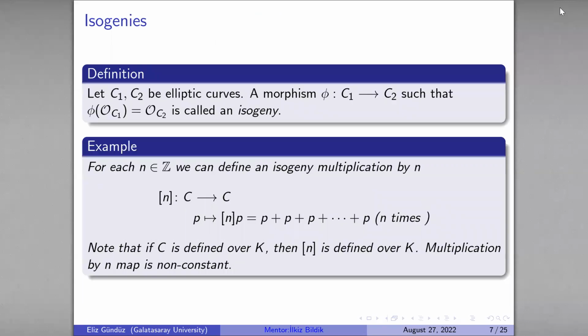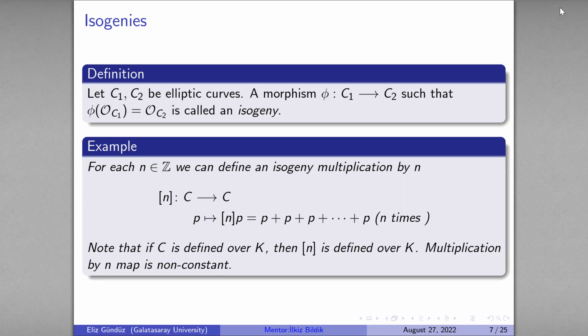Sorry. And we gave definitions and some properties of elliptic curves. And you know, in mathematics, after examining some properties of certain objects, we also examine maps between those objects. So because of that, I want to talk about isogenies.